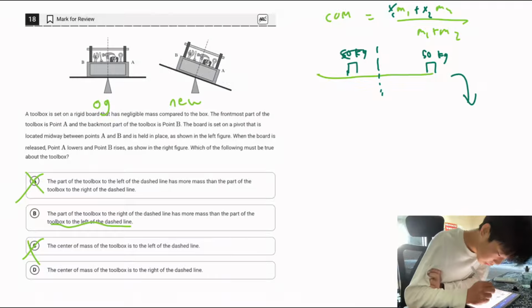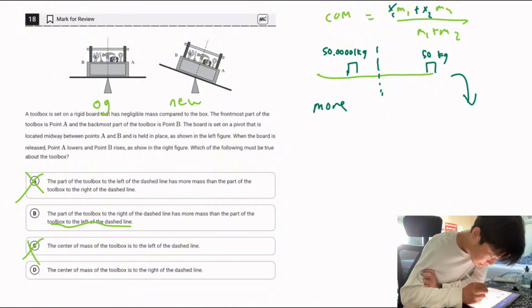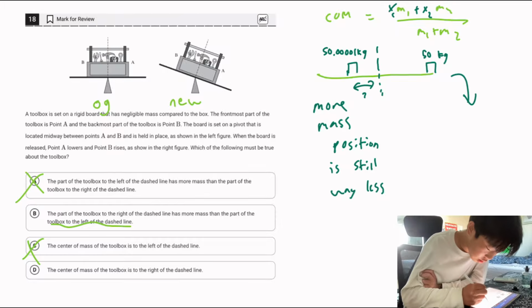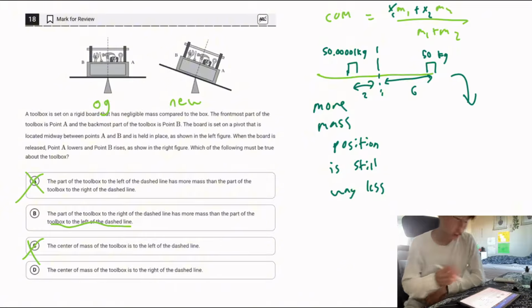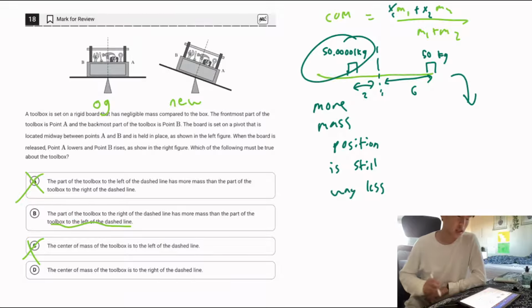Would it still tip? Well, let's think about it this way. Let's say this one had 50.000001 K. Theoretically, it has more mass, but it means nothing because the position is still way less than on this side. This one is only 2 meters away, and this one is like 6 meters away. Okay? So that's a situation when it has more mass, right? It has more mass, but it still doesn't lean that way.